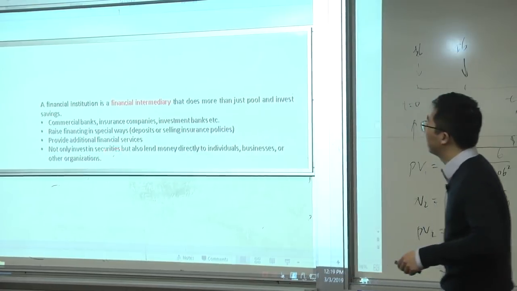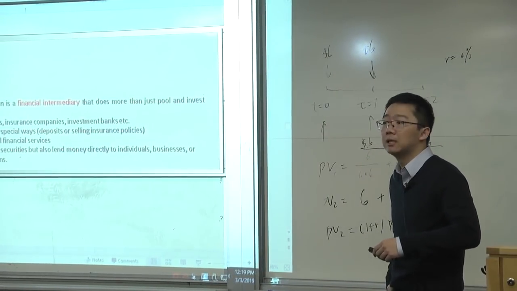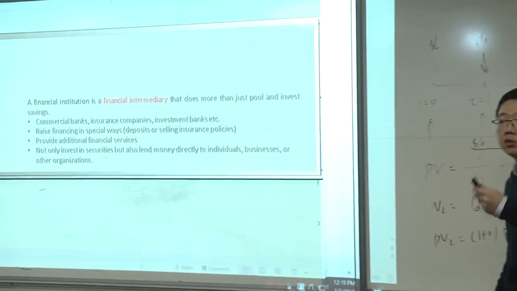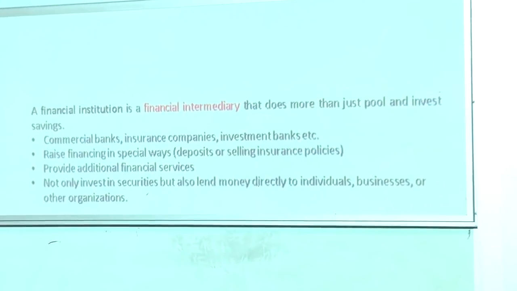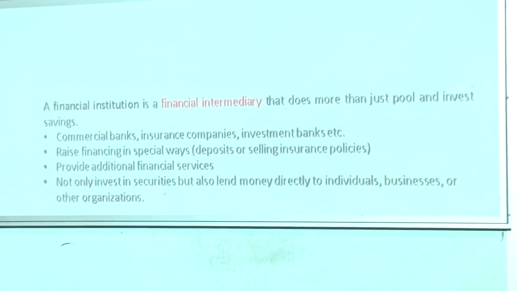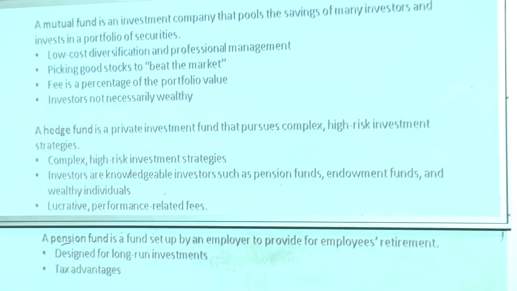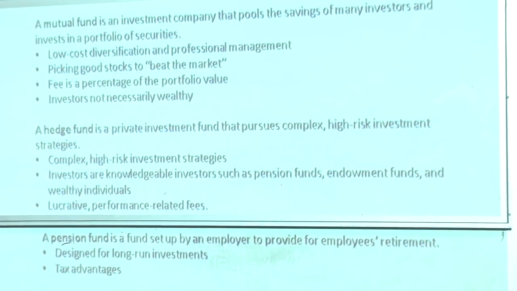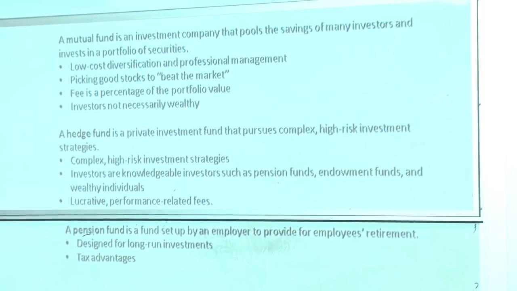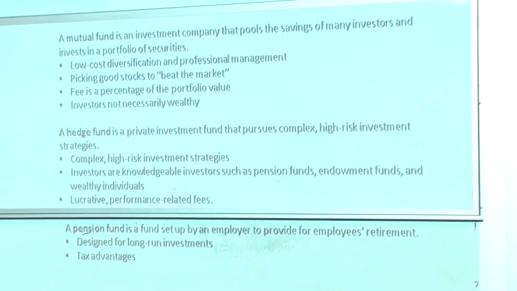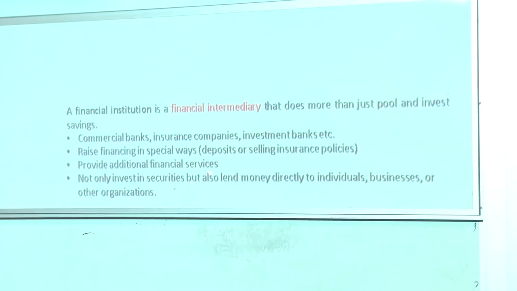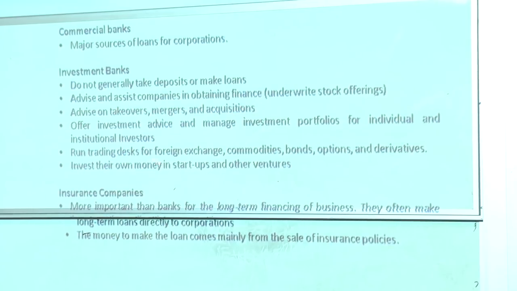They not only invest in securities, but also lend money to real assets. So banks lend money to real companies, firms, individuals, businesses, or organizations. Not like a mutual fund or hedge fund, which usually only invest in financial securities like stocks and bonds and derivatives. Financial institutions can invest in real assets, in real individuals, businesses, organizations. Commercial banks are the major source of loans for corporations. When firms want to borrow money, they go to commercial banks.